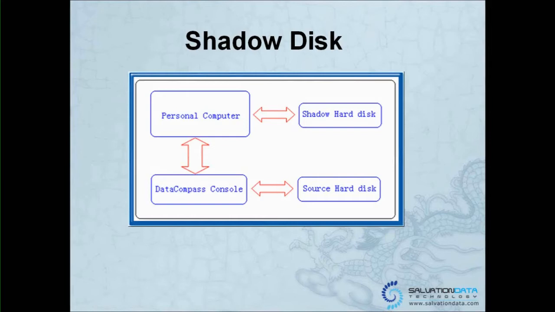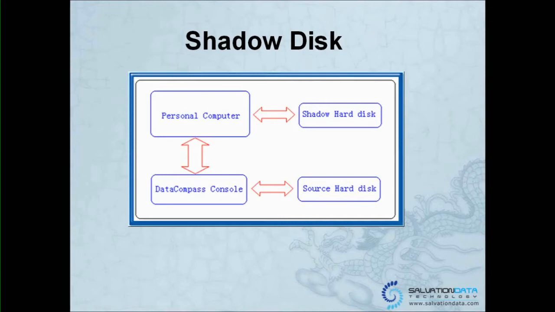The feature is ShadowDisk. ShadowDisk is a very important feature in DC. Now we have a diagram showing you how the ShadowDisk is connected to the PC and how DC is connected to the PC as well. You can see you have a ShadowDisk directly connected to your PC. At the same time, your DC is attached to your PC as well, and your source disk is attached to your DC. So basically, the ShadowDisk is going to be an independent disk.